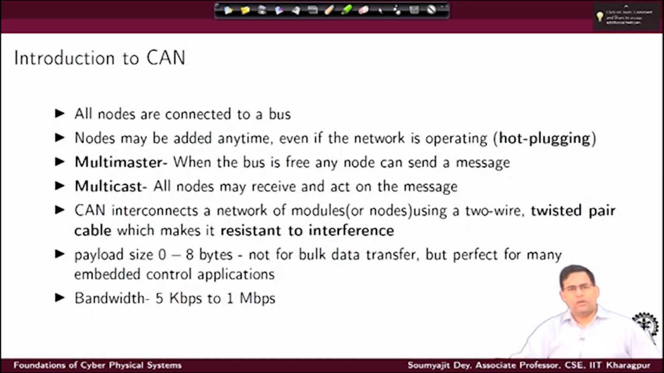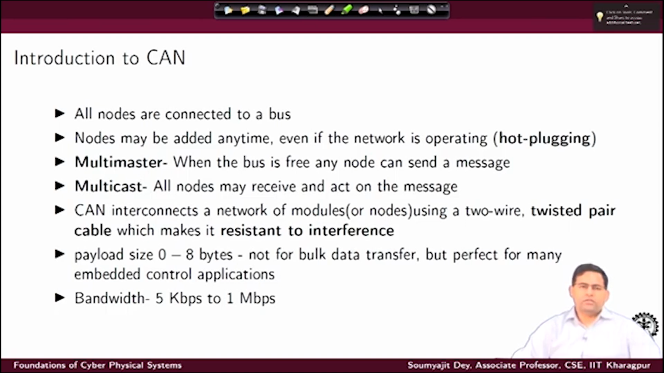That means all the nodes are always looking at what data is there inside the bus. Okay. And any new node can be added to the network at any point of time, even if the network is online. So, it's hot pluggable. And whenever the bus is free, any node can send a message. That means for sending messages, a node doesn't need some master node's permission or anything like that. So no such thing exists there. This is called multi-master. There is no master node.